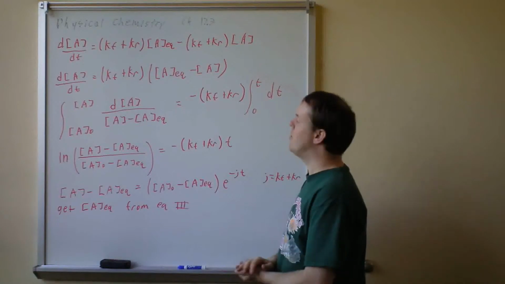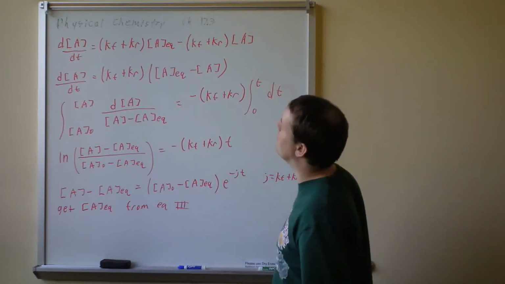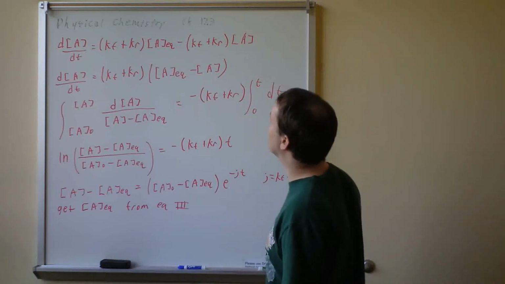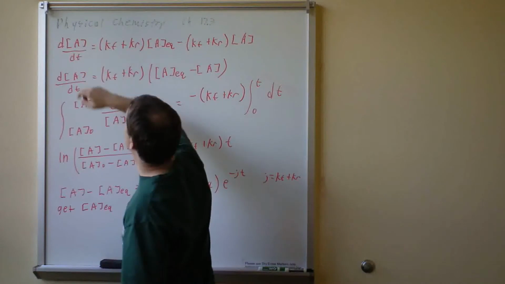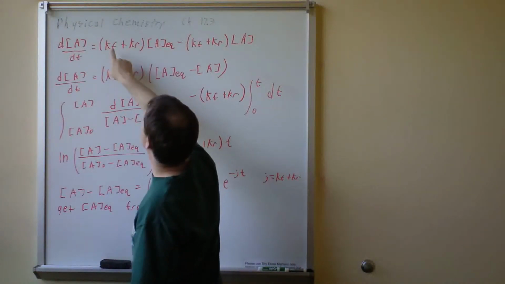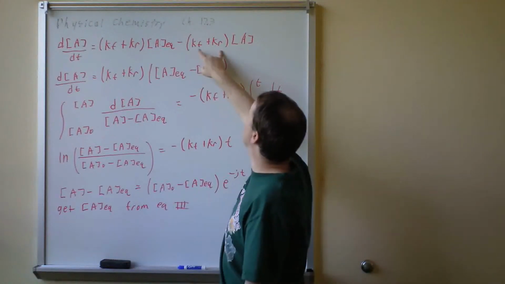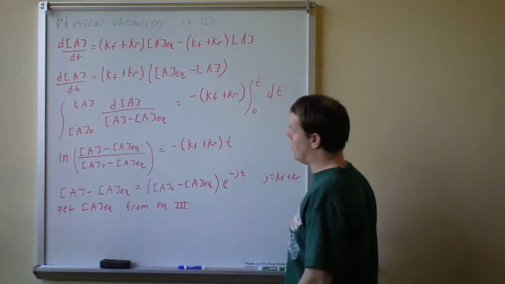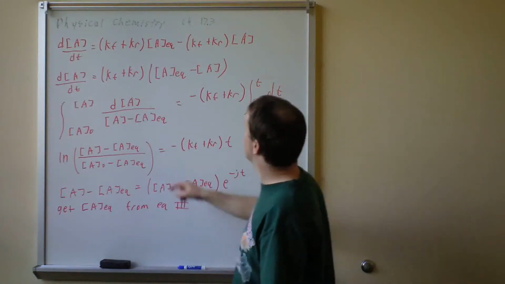Continue on physical chemistry, chapter 17, section 3. We're talking about equilibrium reaction, reversible reaction of first order. So now we have the derivative of the concentration of A with respect to time is equal to the two rate constants added together times the equilibrium concentration of A minus the two rate constants added together times the concentration of A.